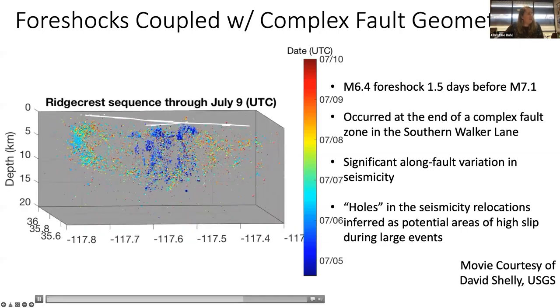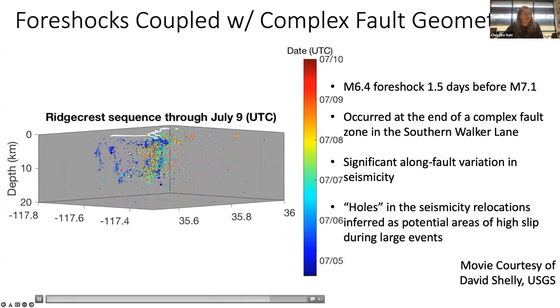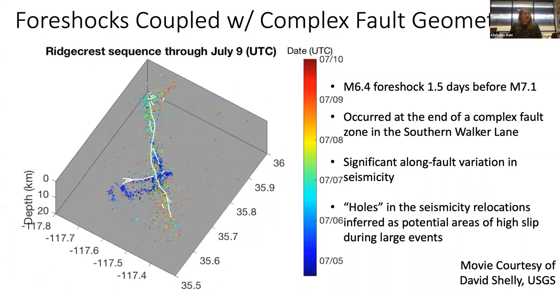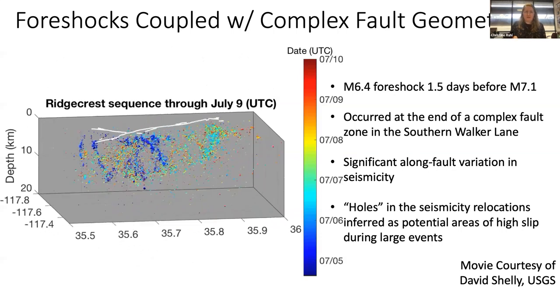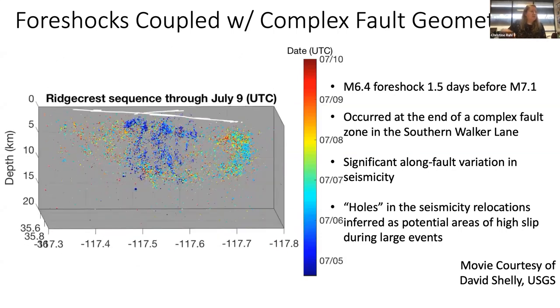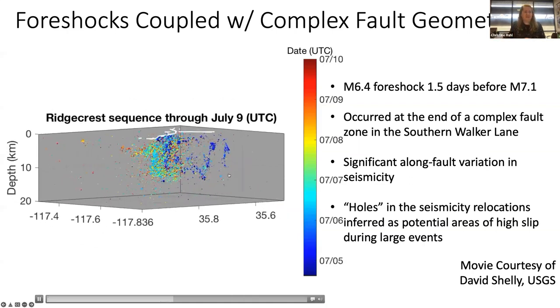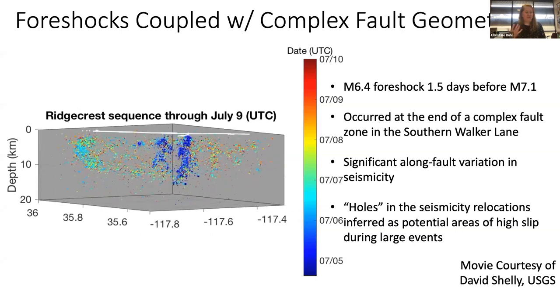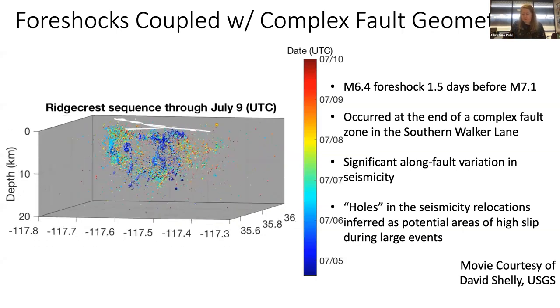What I like about this video from David Shelley is the holes that you can see in the seismicity. One of the other questions I'm interested in is why is there variation in seismicity along the fault plane? And what does it mean about the fault zone? I'm trying to point out that there's significant variation along the fault in the places the seismicity happens, the concentration, the magnitudes, and we get these holes, of course.